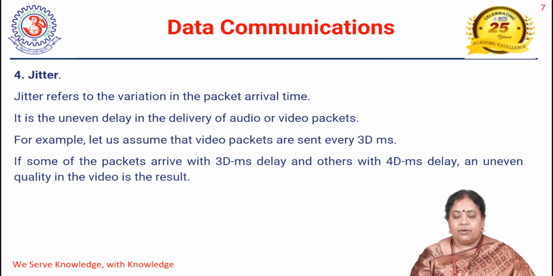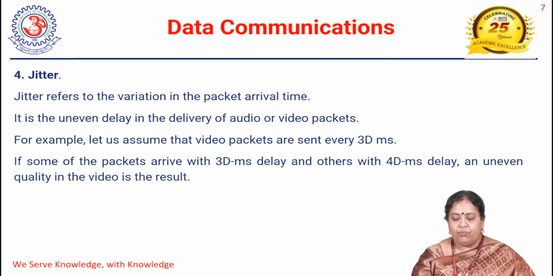And the fourth characteristic that we are going to discuss now is jitter. Jitter refers to the variation in the packet arrival time. We are going to transfer the data in the form of packets. From the source to destination, the data is delivered in the form of packets. First we send the first packet, then we send the second packet. The variation in the packet arrival time is called jitter.